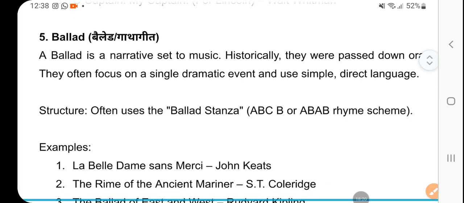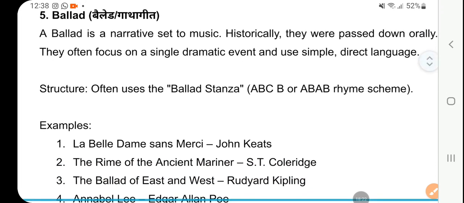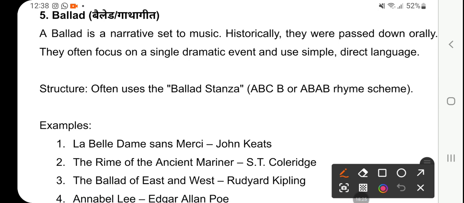Now moving to the next part, that is ballad. Ballad, very beautiful. A ballad is a narrative set to music, right? Historically, they were passed down orally. I have experience of this, but I think you could not. I remember my days as a school-going child. In our home, a person used to come with an ektara, and he used to sing so many beautiful folk songs, right?